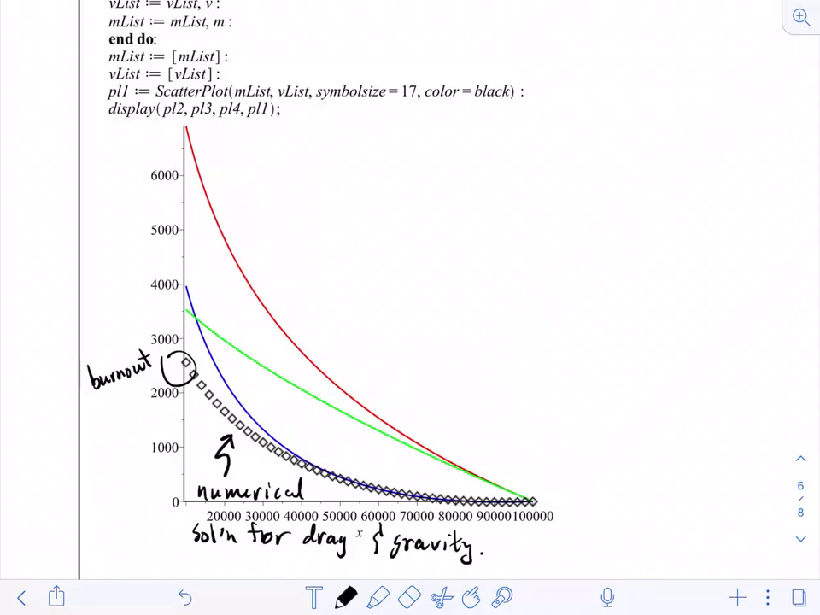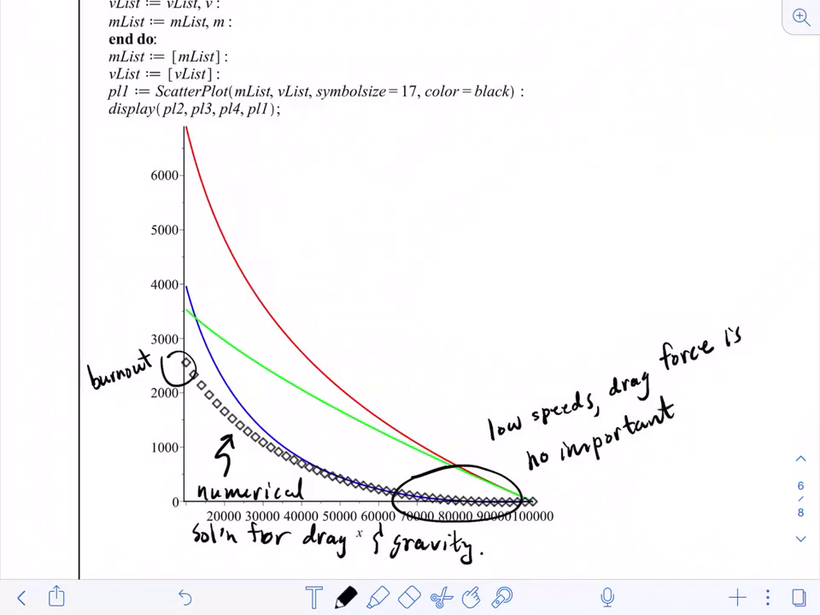The other thing that's interesting is that at low speeds, the drag force is not important, because the drag force was equal to minus k times v. And so if v is small, then the drag force is small, and you can see our solution follows the blue line, which is the gravity-only solution.